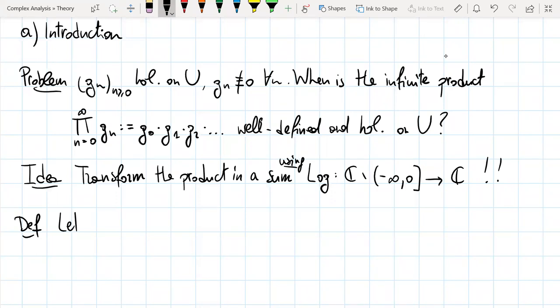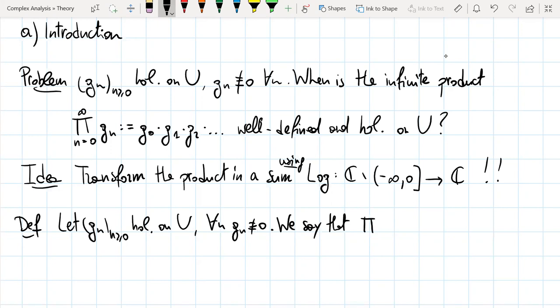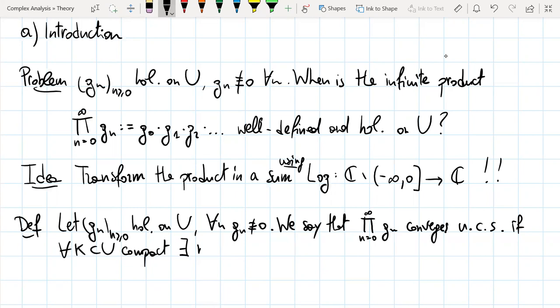So let me give this definition. We take g_n holomorphic on U such that they are not identically zero. Then we say that this product converges uniformly on compact sets if for all K in U compact there exists some n0 bigger or equal than zero. This, as usual, depends on K.